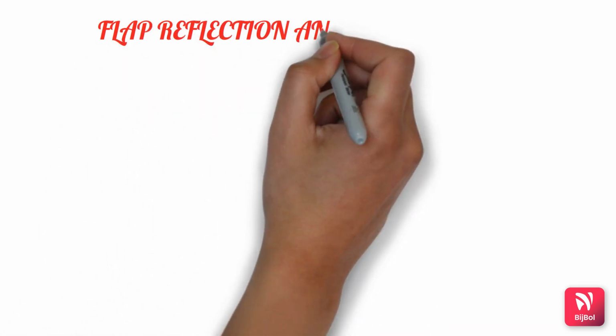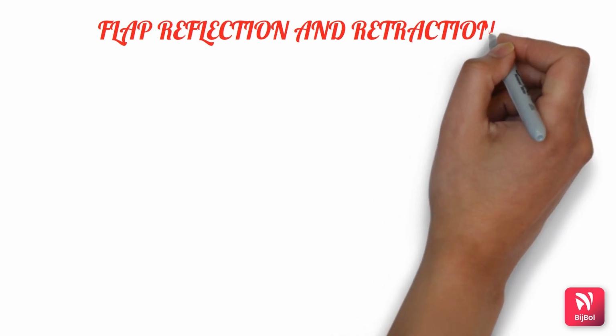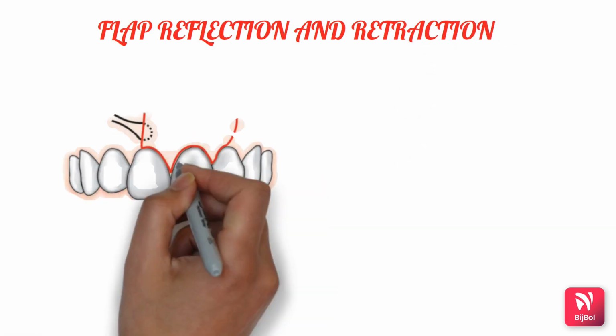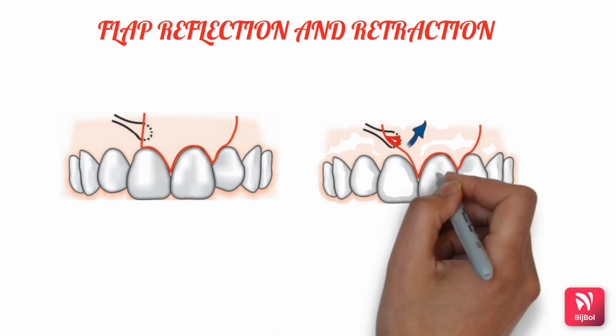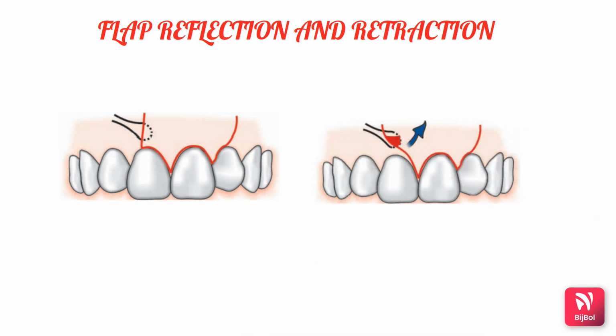Now we'll see how this flap reflection and the retraction happens. See, the reflection of a flap is a process of separating the soft tissues from the surface of the alveolar bone, and it should always begin in the vertical incision a few millimeters apical to the junction of the horizontal and the vertical incisions. Okay, and this elevation should be continued until the attached gingiva is lifted from the underlying bone to the full extent of the horizontal incision.